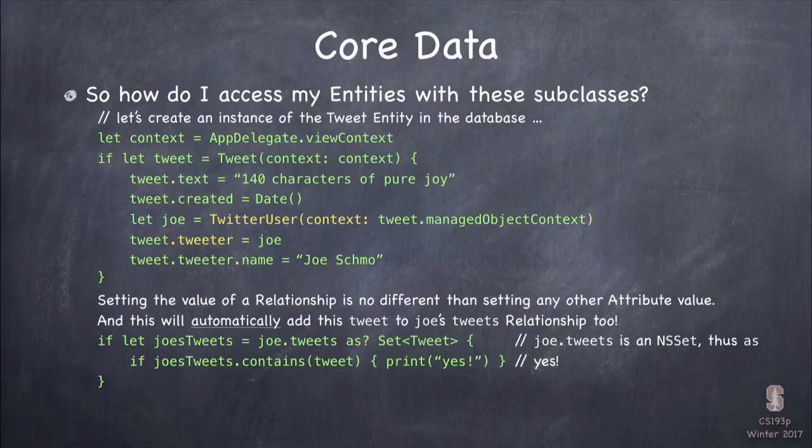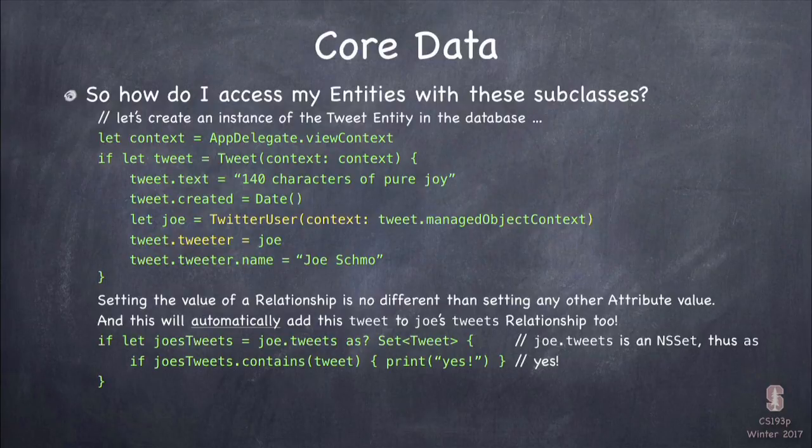So that means, for example, if I say tweet.tweeter equals Joe, then if I went over to the Joe side and say, hey, give me Joe's tweets, and I'm even going to turn it from an NS set into a Swift set of tweet, because we know that's what tweets are, right? Tweets are a set of tweets. So I'm going to ask it to do that. Then I can say, if Joe's tweets contains that tweet, print yes, and of course it is going to print yes. Because when I said tweet.tweeter equals Joe, it automatically got added to Joe's tweets.